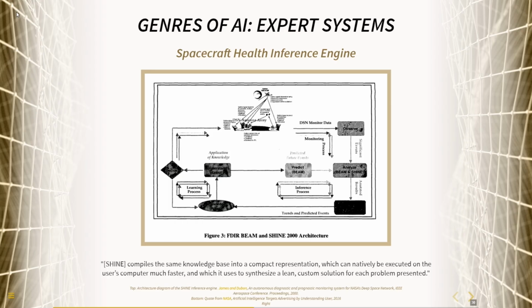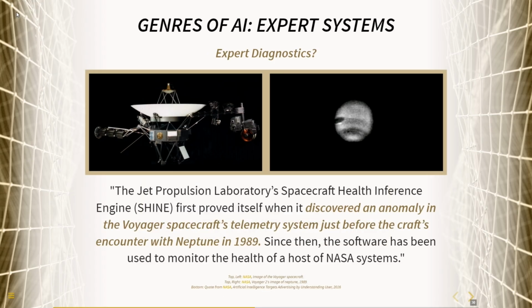SHINE was basically an expert system. It was an AI program designed to monitor the health of space systems. In this case, it compiled knowledge into a compact representation. It was natively executed on the user's computer, and it was used to find bugs in the model itself, whether asking what happens if this particular issue arises, or what the ripple effects are of this particular thing disappearing, and so on. It allowed us to interrogate the model of the Voyager system under different scenarios. So this was, in effect, an expert diagnostic tool.